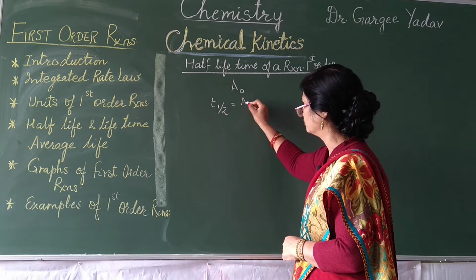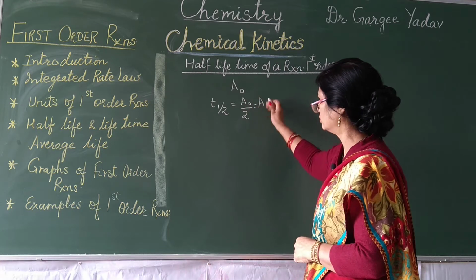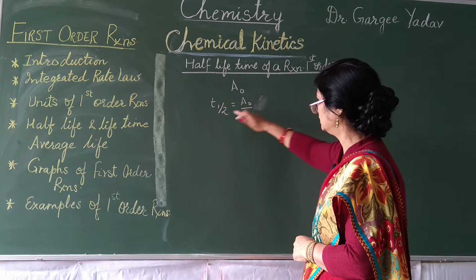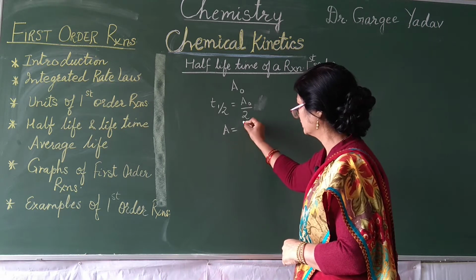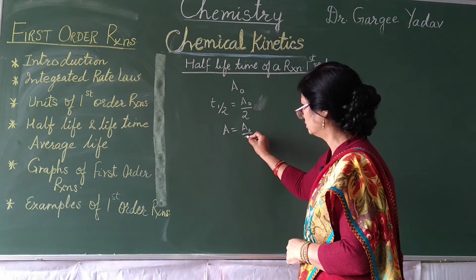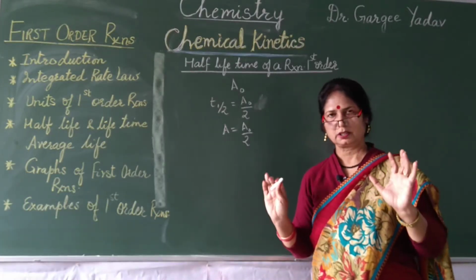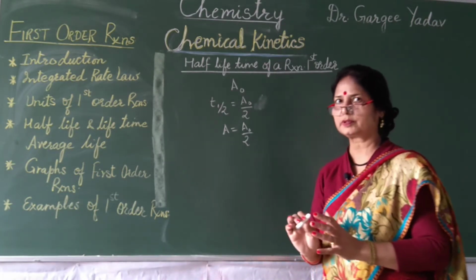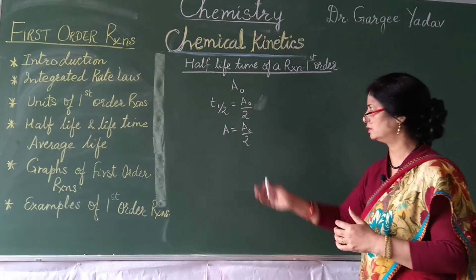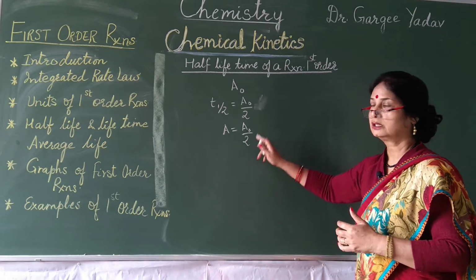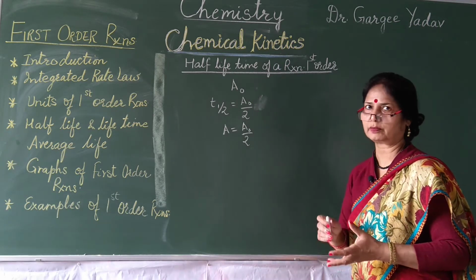A0 अपॉन, मीन्स A will be equal to how much? A0 upon 2. I should write it like this. At T half, A will be equal to A0 upon 2. When half of the reaction has been completed, 50% of the reaction has been completed, then the remaining concentration will be A0 by 2. If the initial concentration is A0, then the remaining will be A0 by 2.